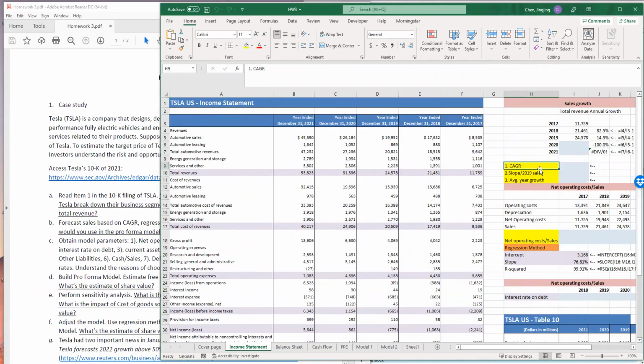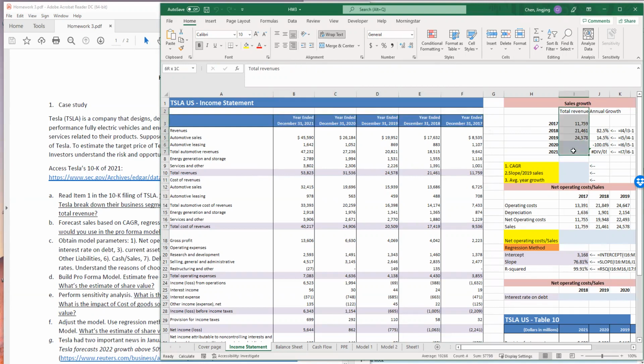The first method is the compounded annual growth rate method. The second method is based on the regression method. The third one is related to just taking the simple average among all of these year-on-year growth rates. Now we just need to find the total revenues. I have already highlighted the total revenue in the income statement, so it won't be very hard for you to find them. So this income statement gives us the total revenue from 2017 all the way to 2021.